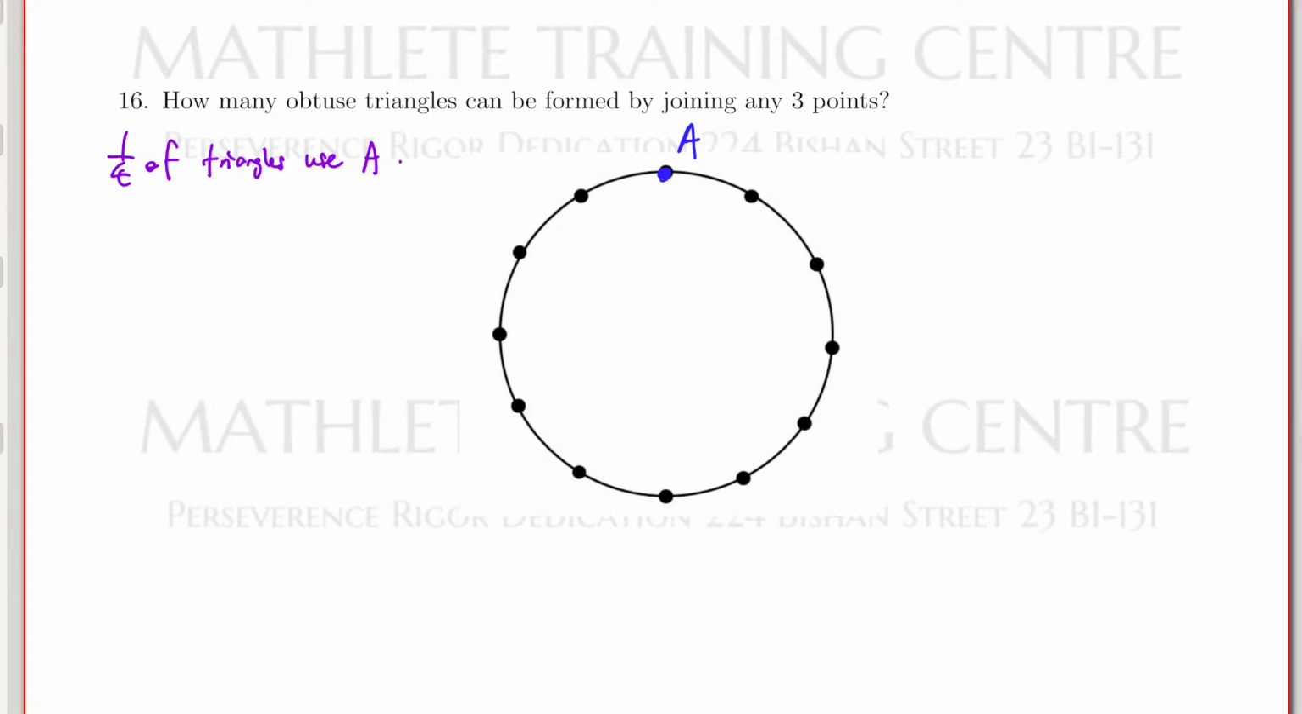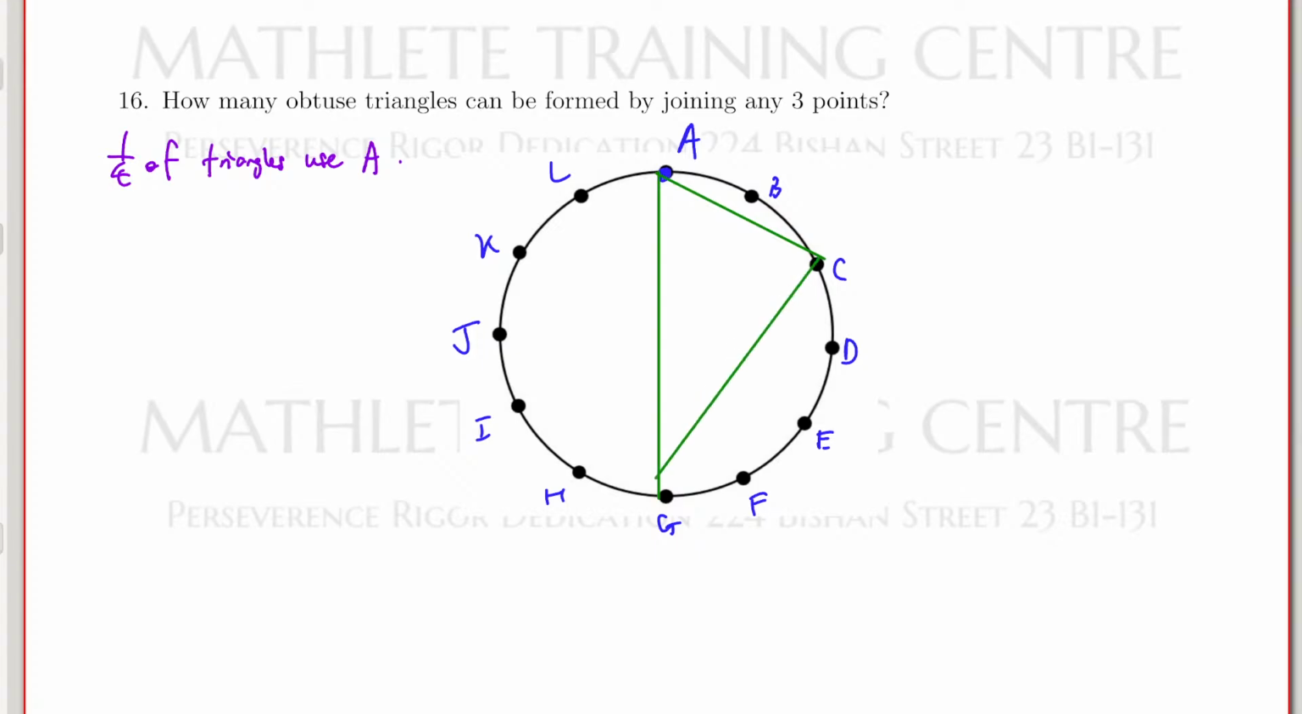Okay, if you consider point A, we can ask what can the other 2 points be? Let's label them B, C, D, E, F, G, H, I, J, K, and L. This is 12 points here. Now, firstly, if you connect A and G, actually anything that's connecting A and G here, that's the diameter, will always form a right angle triangle. This is a fact. So we know that in fact G is not possible.